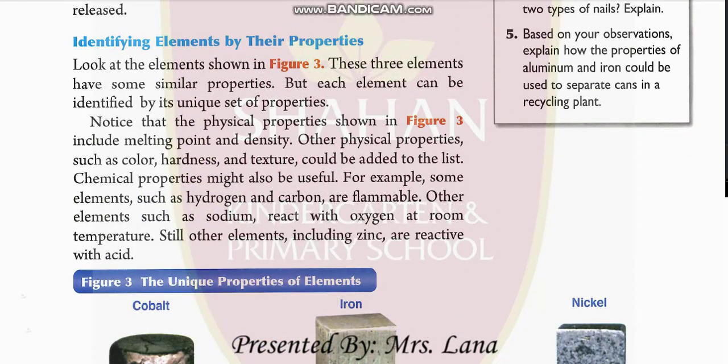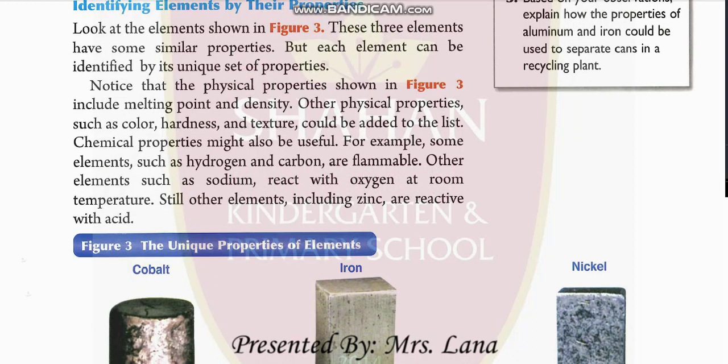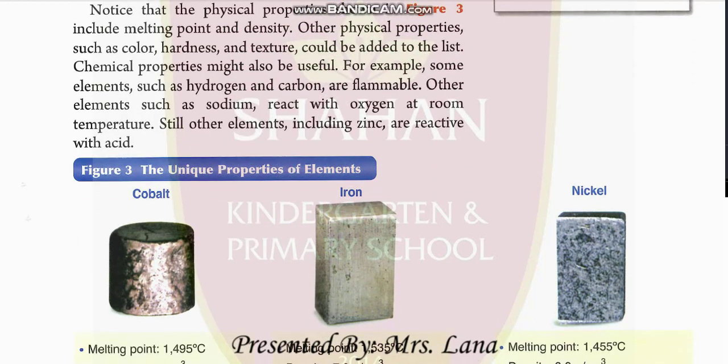Another thing is identifying elements by their properties. Look at the elements shown in figure number 3. These three elements have some similar properties, but each element can be identified by its unique set of properties. These elements have physical properties shown in figure number 1, including melting point and density. Other physical properties such as color, hardness, and texture are also important to know and could be added to the list. The chemical properties might also be useful for knowing the elements and their properties.